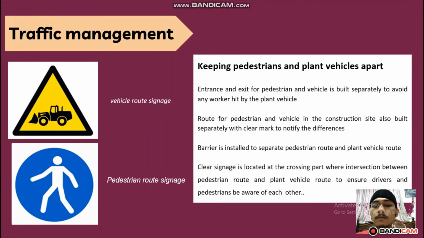Next, roads for the pedestrian and vehicle in the construction site are also built separately with clear marks to notify the differences. Barriers are also installed to separate the pedestrian road and plant vehicle road. Lastly, clear signage is located at the crossing part where the pedestrian road and plant vehicle road intersect, to ensure the driver and pedestrian are aware of each other.